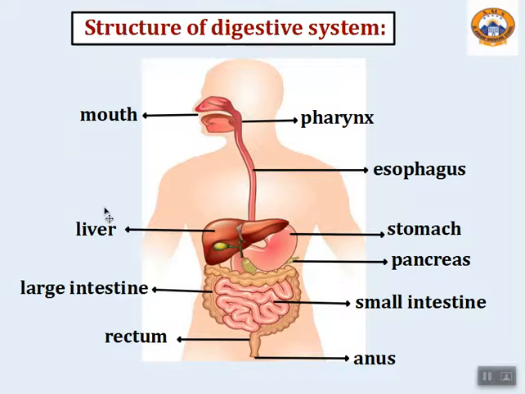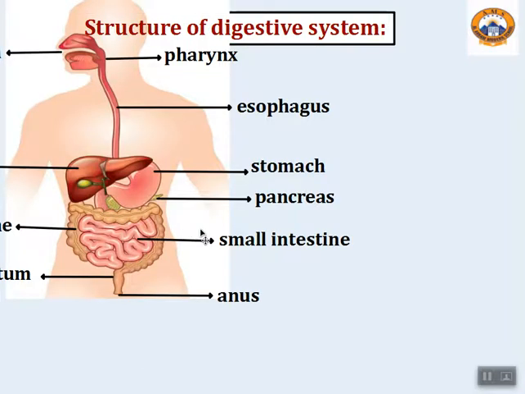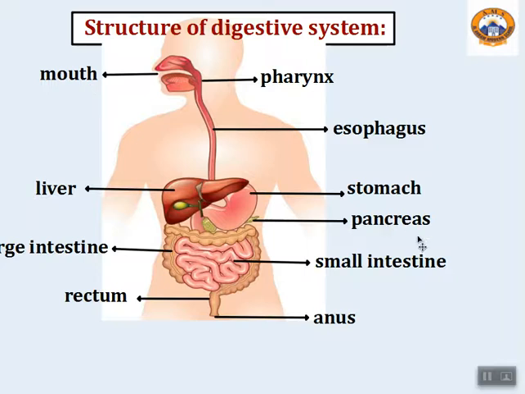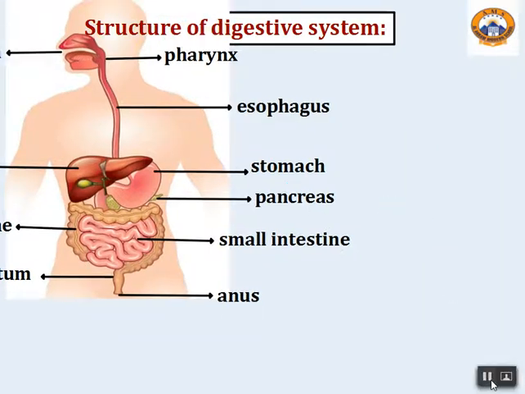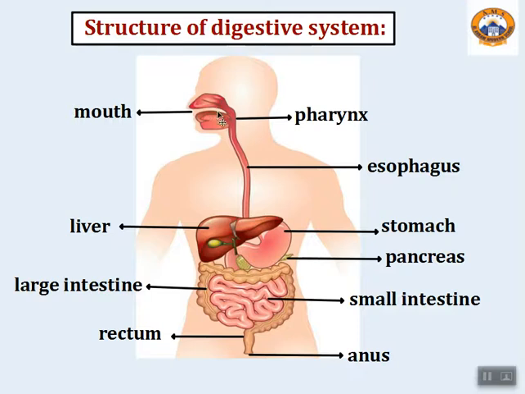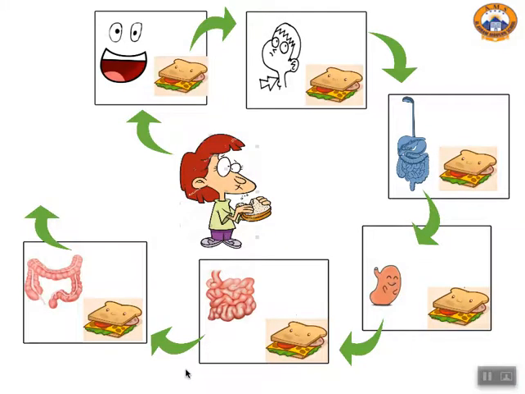Okay, here are the digestive canal supplementaries, which are the liver, pancreas, and salivary glands. The salivary glands are present here in the mouth. So what happens when you eat the food? When you take the first bite of the food by your mouth, the digestion process starts. So the first organ that undergoes the digestion is the mouth.